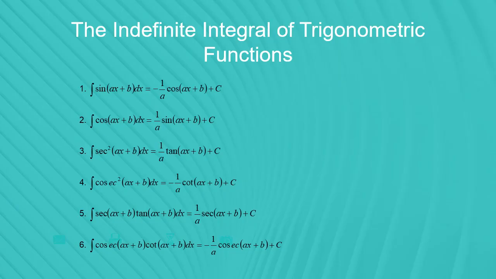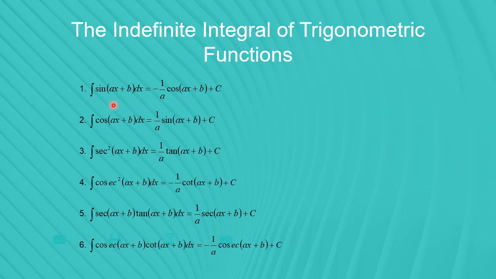Next is the indefinite integral of trigonometric functions. First, if we have the integration of sine ax plus b, we will get negative cos ax plus b divided by a. A is the constant of x, and plus c for indefinite integrals. So this formula is applied to all the trigonometric functions, and students should memorize all the formulas of integration. Formulas for integration of trigonometric functions.